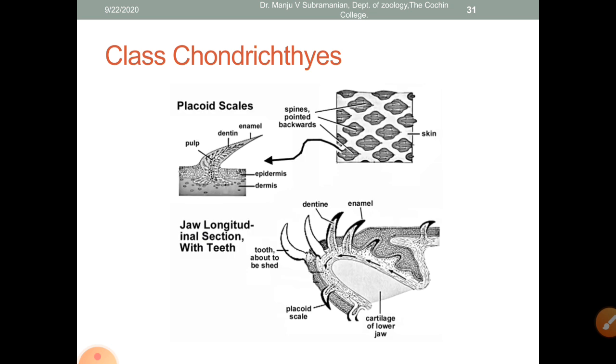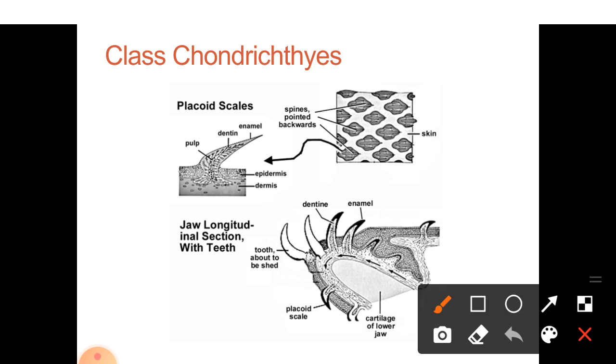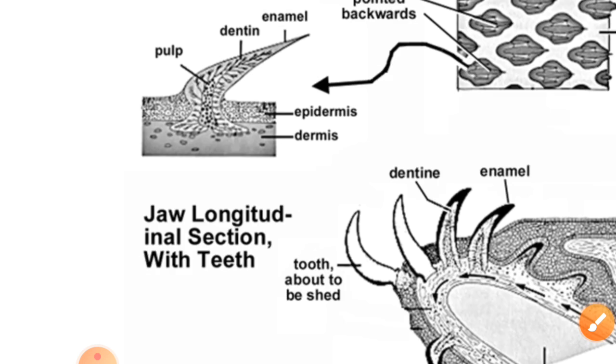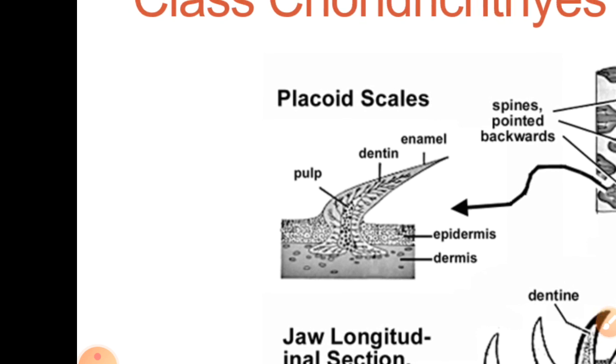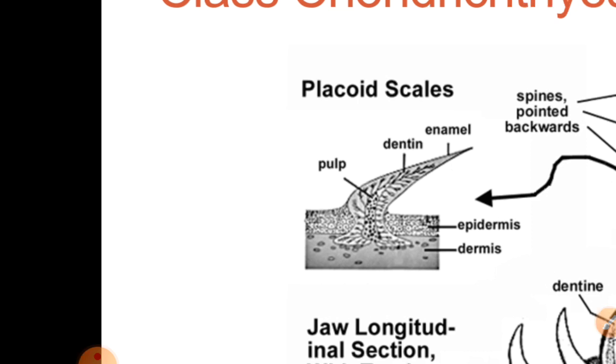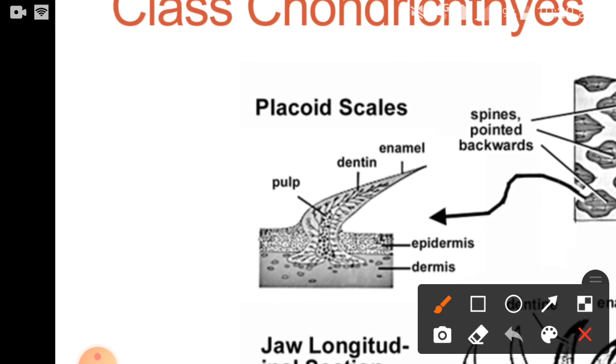So this is an enlarged view of the placoid scale. A sectional view you can see here. This is a sectional view of the placoid, and here the central portion is a pulp cavity.